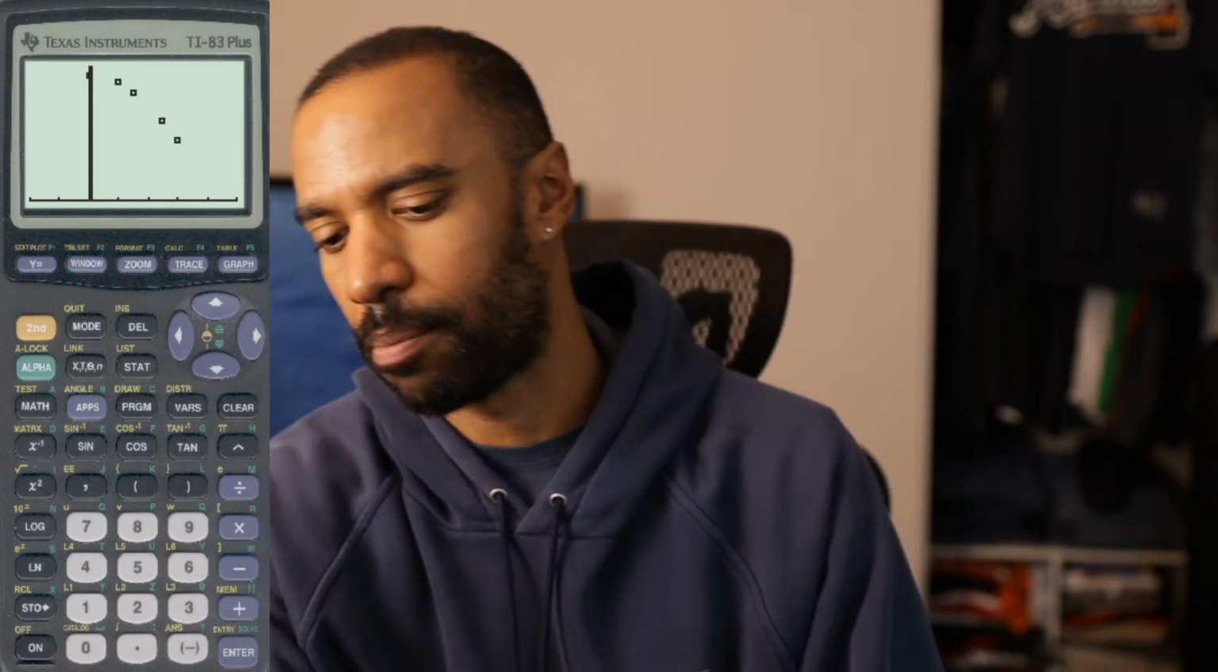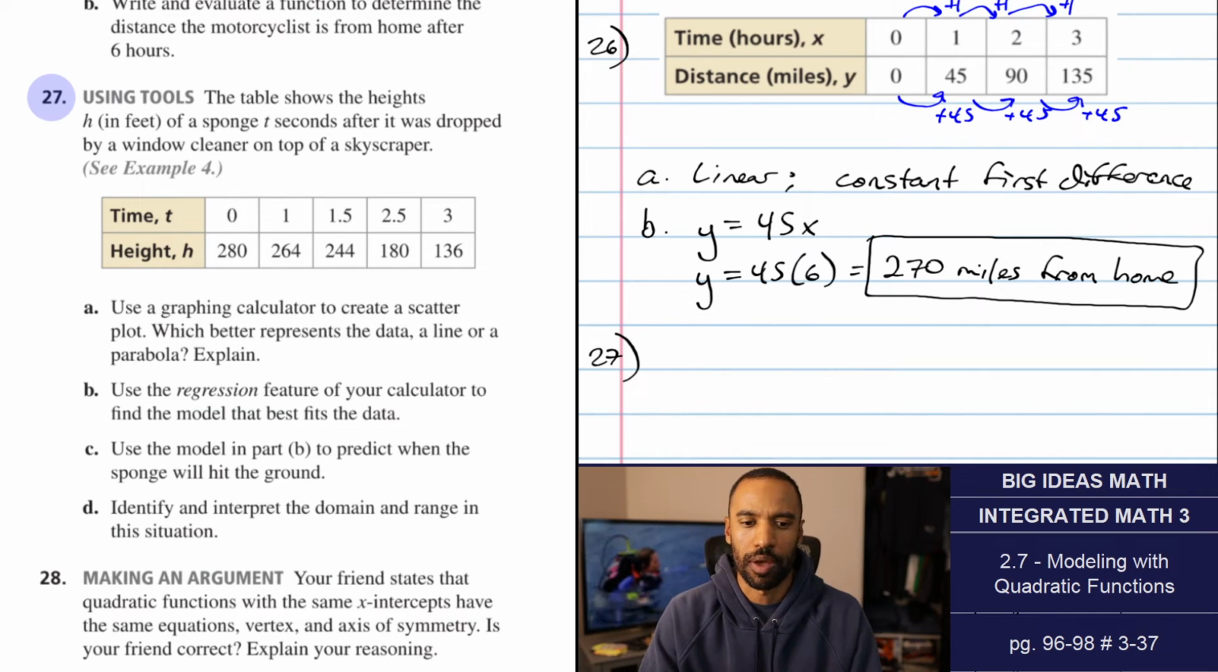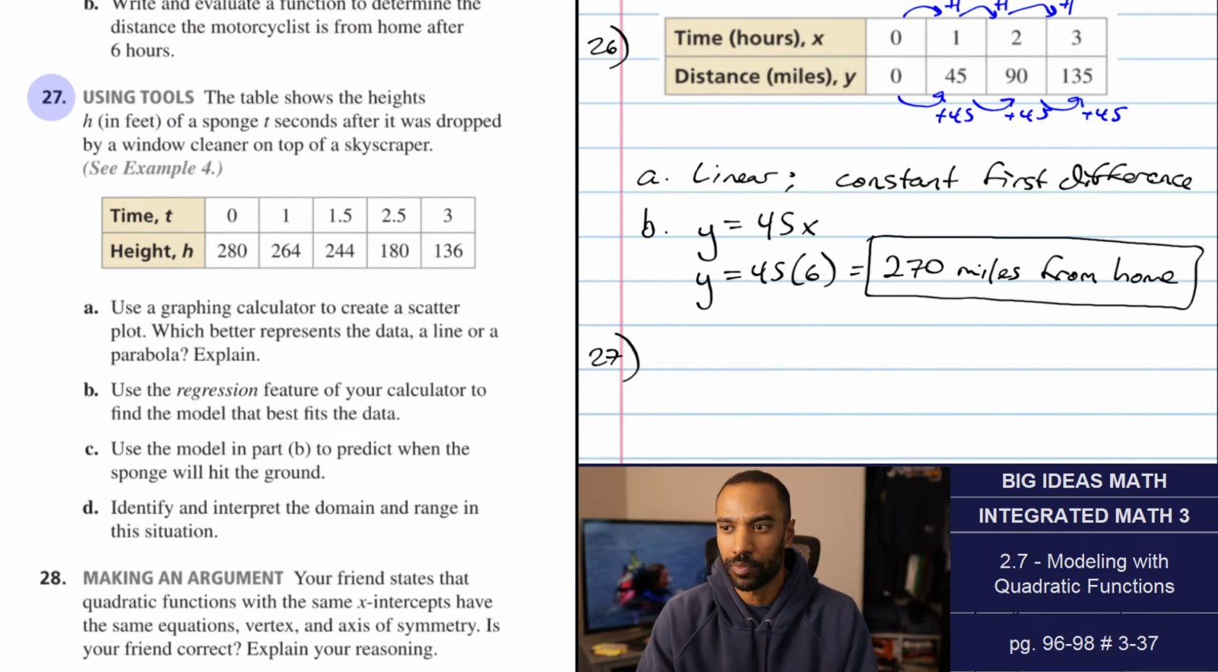You might argue linear, but remember, here's the first point. That's the first point right there. I'm going to argue quadratic for sure. It looks parabolic in nature. So as far as part A goes, they're asking which better represents the data, a line or a parabola. Explain. A parabola.